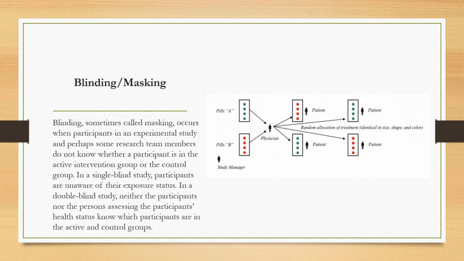So I'll touch a little bit on blinding and masking. Blinding, sometimes called masking, occurs when participants in an experimental study and perhaps some research team members do not know whether a participant is in the active intervention group or the control group. In a single blind study, participants are unaware of their exposure status. In a double blind study, neither the participants nor the persons assessing the participants' health status know which participants are in the active and control group.